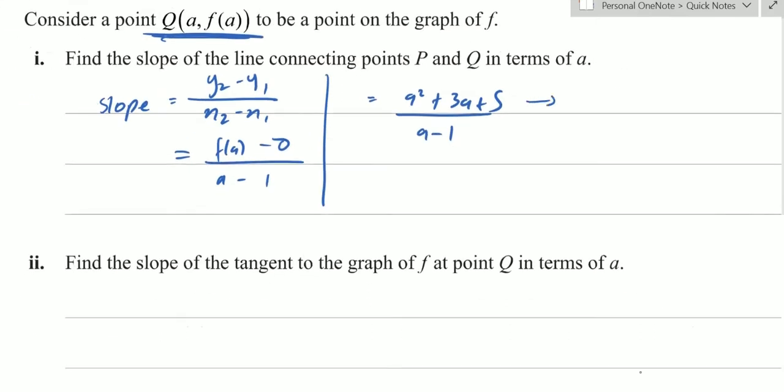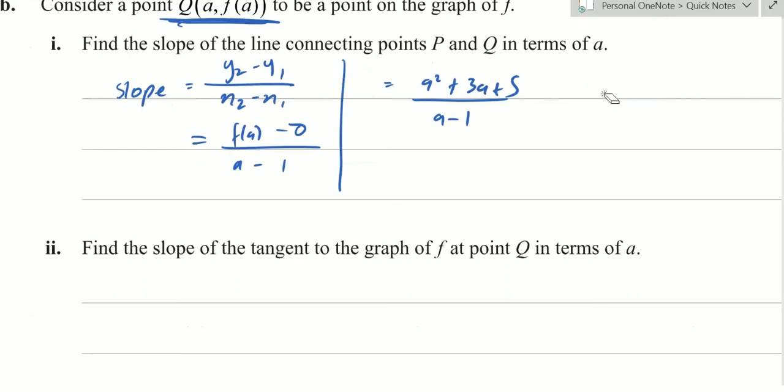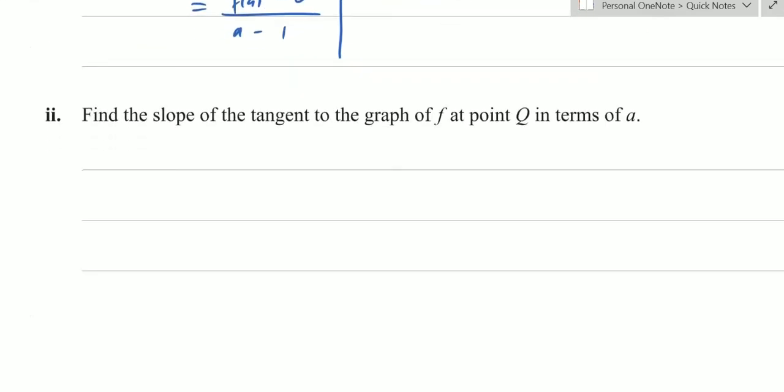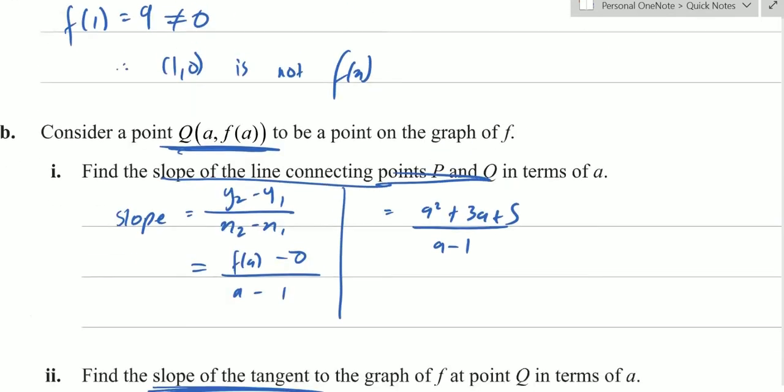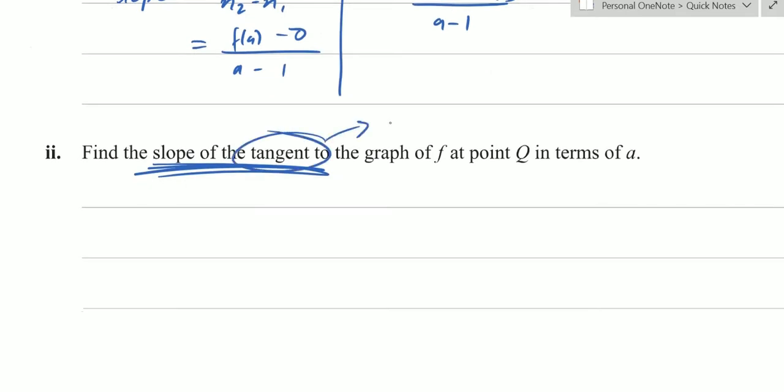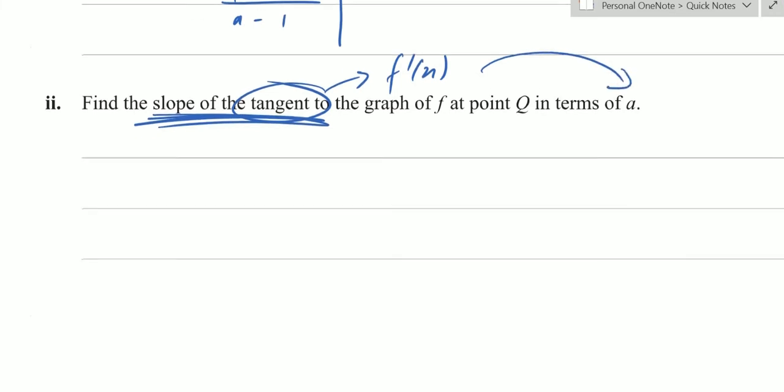It would have been cool if this was a quadratic with a minus 1 as a factor, but it's not. But anyways, find the slope of the tangent to the graph at point Q. The slope of the tangent is not the slope of the line connecting the points P and Q. The slope of the tangent is asking you what f dash x is at point A. So f dash x at point A is just f dash A. But to do that, we have to know what f dash x is. So we easily differentiate our quadratic, and then we can sub A in there, and you get 2a plus 3.